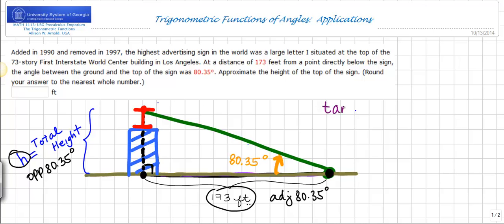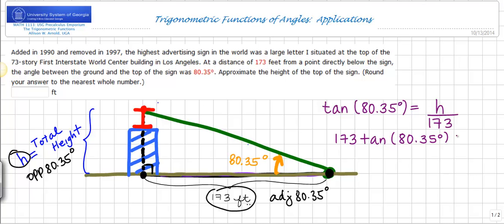Since the opposite side is the one that we are missing, I'll use tangent because that will put the opposite side h in the numerator and the adjacent side that we know in the denominator. And then I can solve for h by multiplying both sides by 173. Now it's important to notice that this angle, 80.35 degrees, is indeed in degrees. So you want to put your calculator in degree mode and do the calculation, and let's see what we get.